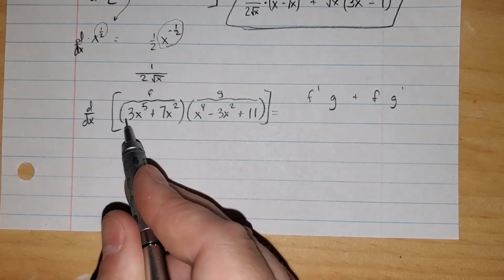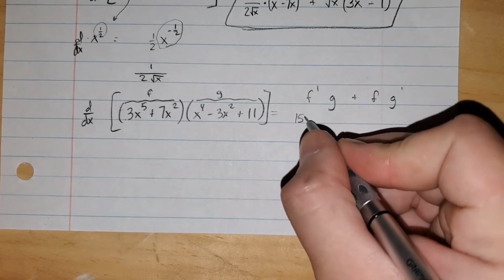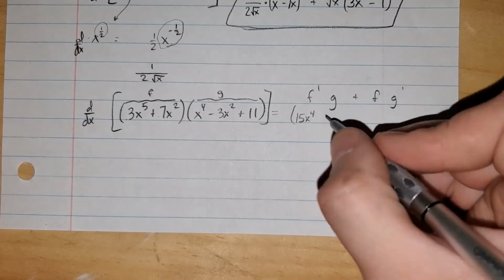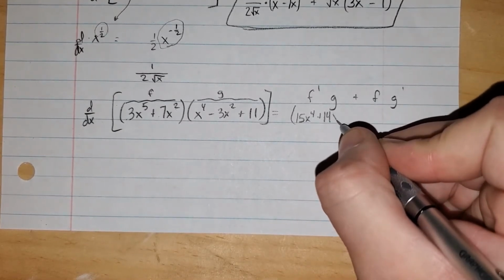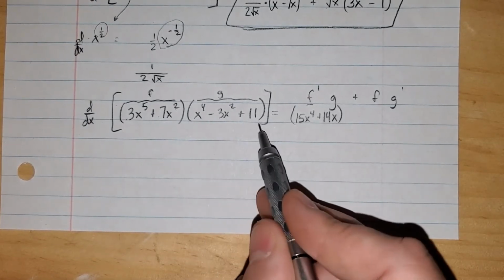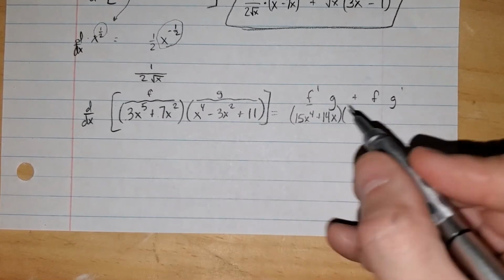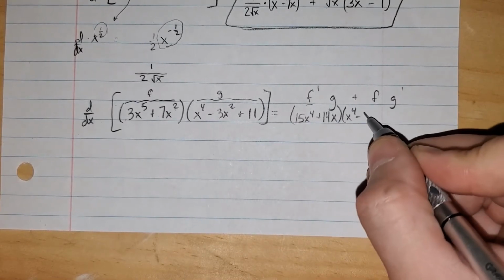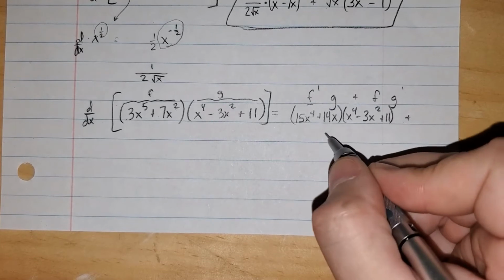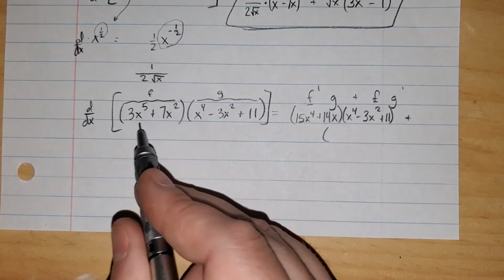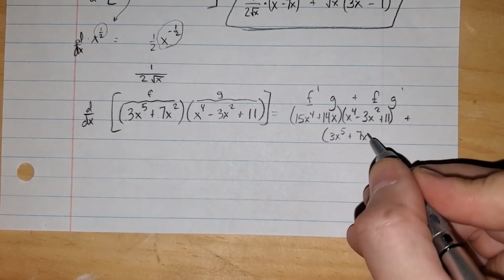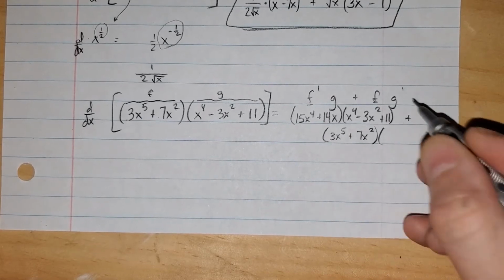Find the derivative of f. Well, 3 times 5 is 15. Reduce it by 1, you get 15x to the 4th. And then 7 times 2 is 14. Reduce it by 1, you get 14x. That is f prime. Now we've got to write g, copy. So it's just literally copy this: x to the fourth minus 3x squared plus 11. Plus, and we're going to come down here. F is literally just copy that: 3x to the fifth plus 7x squared times, and then g prime.